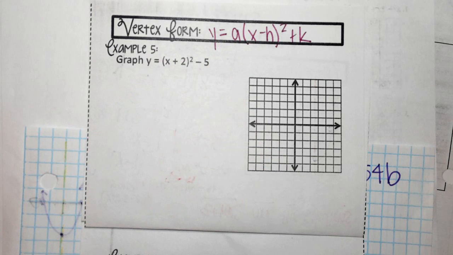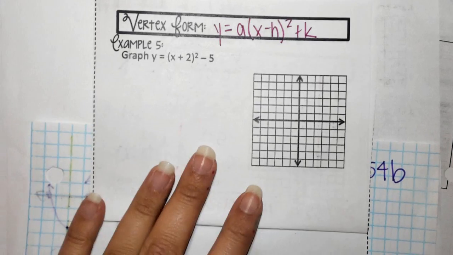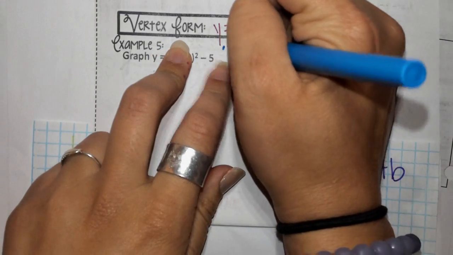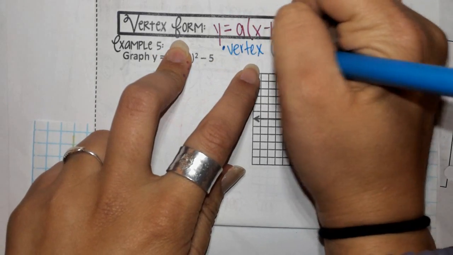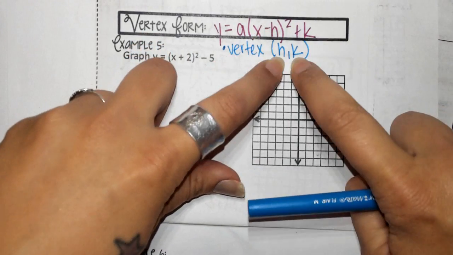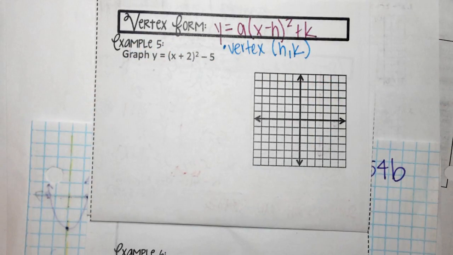So vertex form is y equals a times x minus h quantity squared plus k. What this gives us is our vertex, and it's (h, k). So you take these parts right here, and that's your vertex. That's why it's called vertex form.